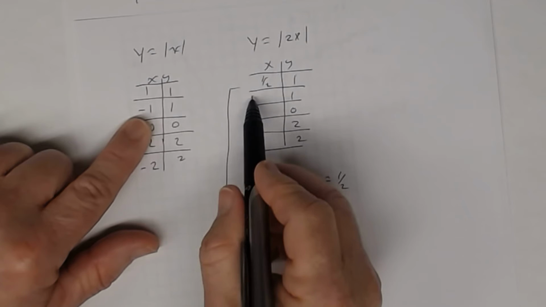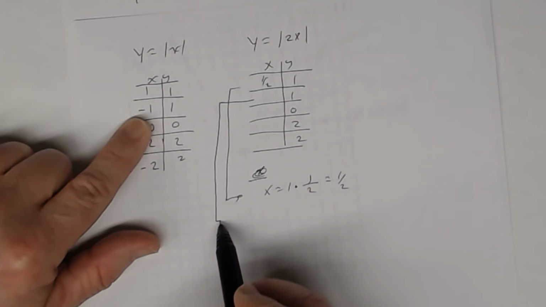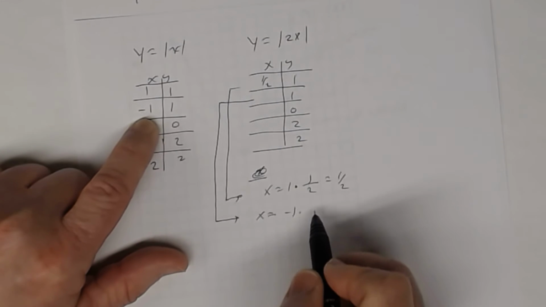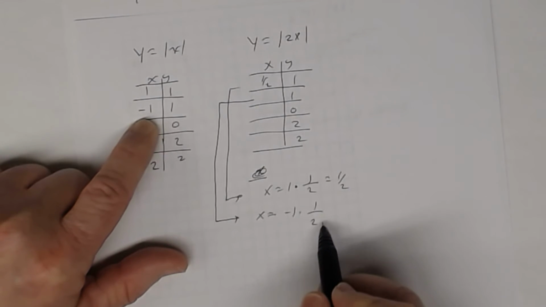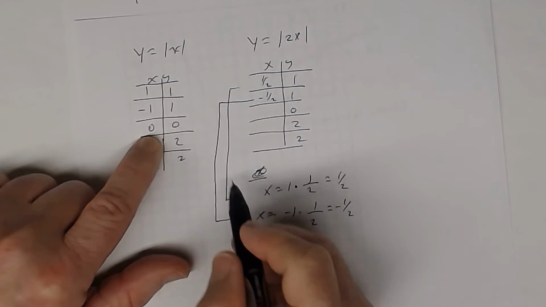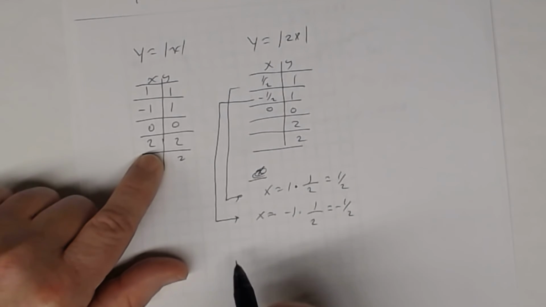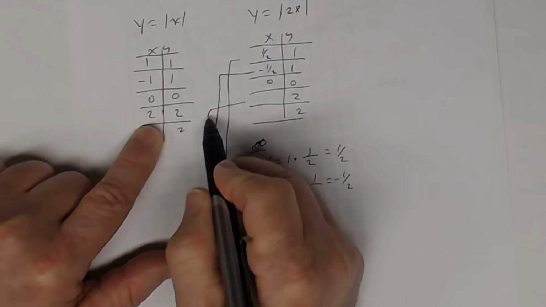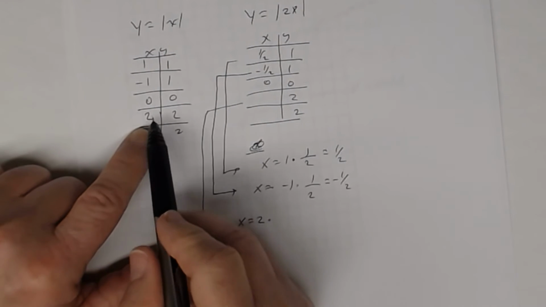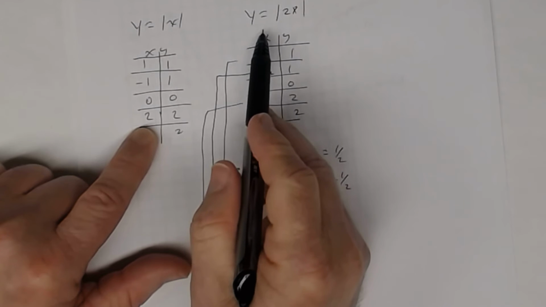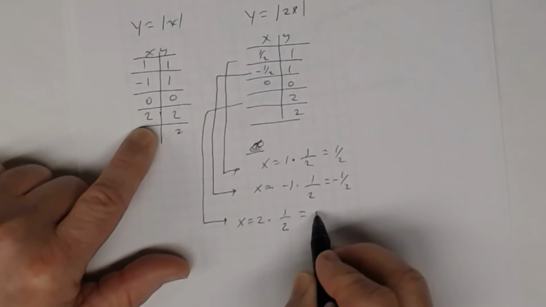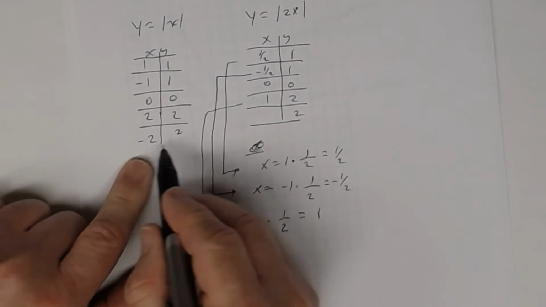For this one here, x is going to equal -1 times 1 over k, which is 2, which becomes -1/2. So this point here is -1/2. Over here, 0 stays the same, 0. Now let's do 2. When x is 2, I'm going to multiply that by 1 over k, and k is 2, so 2 times a half is 1. And the same thing here, that's going to be a -1.